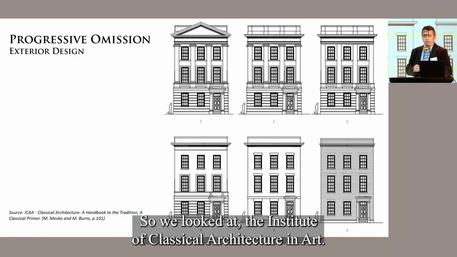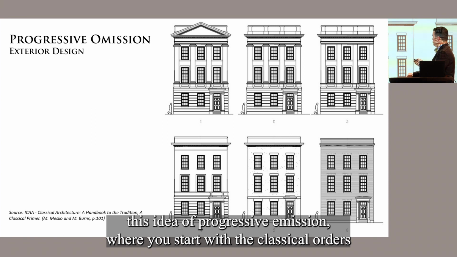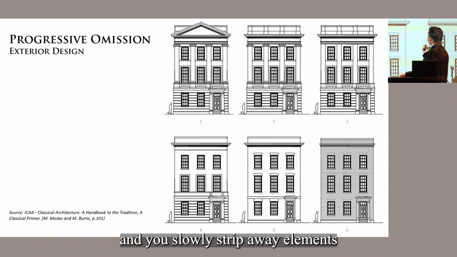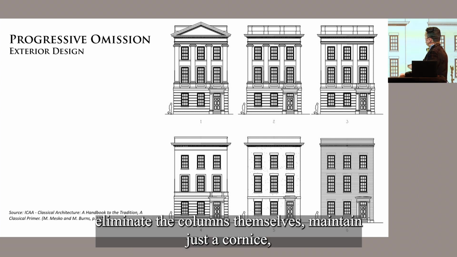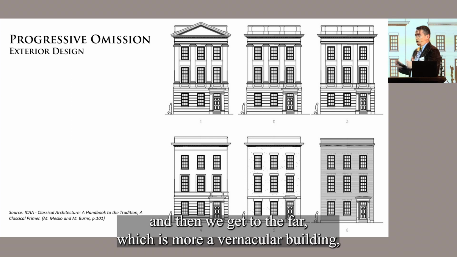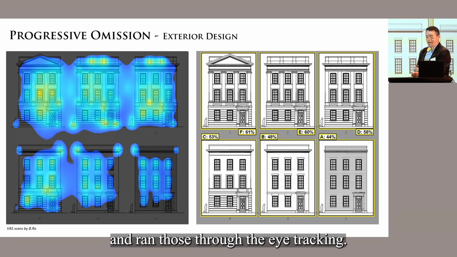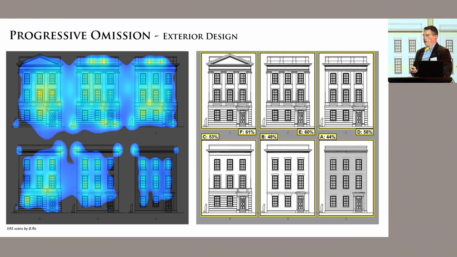So we looked at the Institute of Classical Architecture and Art. They have the Classical Primer book where they're showing this idea of progressive omission, where you start with the classical orders and you slowly strip away elements, where you completely eliminate the columns, capital and base, eliminate the columns themselves, maintain just a cornice, and then we get to the far, which is more a vernacular building. And we ran those through the eye tracking, and we found a similar thing. The most visual attention was on the highly decorated, the 61%, and it slowly went down from there.